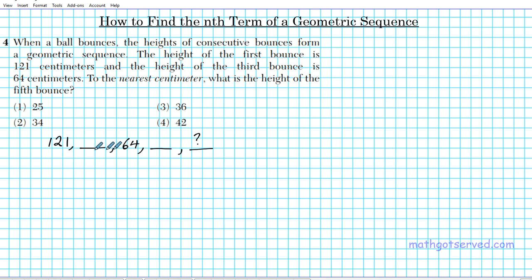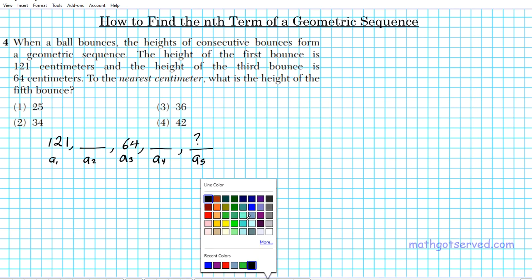Okay, so let's assign them variables. A1 represents the first term, A2 the second term, A3 is the third term, A4 is the fourth term, A5 is the fifth term. Just remember that the index represents the term.